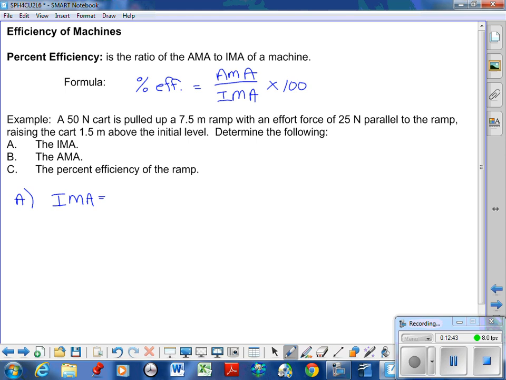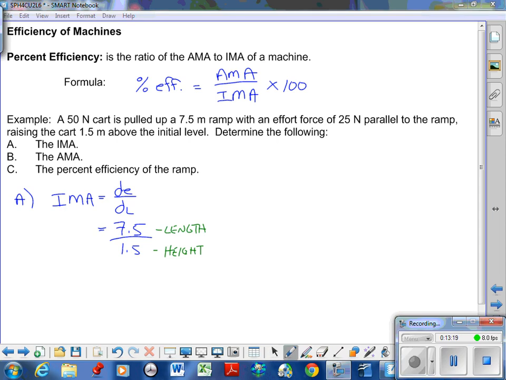So my IMA is equal to, using your formula, DE over DL. And the formula does work for ramps here, because with a ramp, the DE is simply how far you actually pulled it up. So the ramp is 7.5 meters. The load arm is how high you actually raised it. This is length. It's kind of nice when it's the same formula, but you just got to make a notation to remember that relationship right there. And we get that the IMA is a ratio of 5.